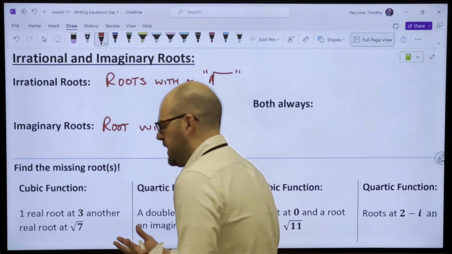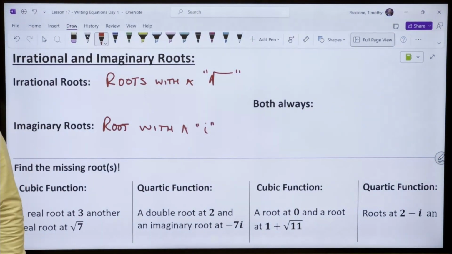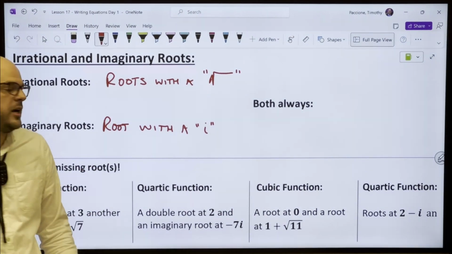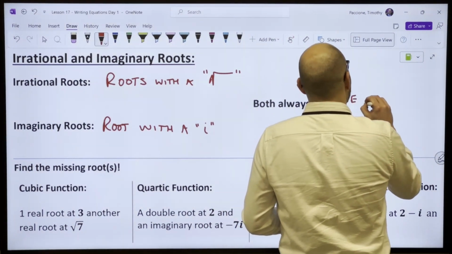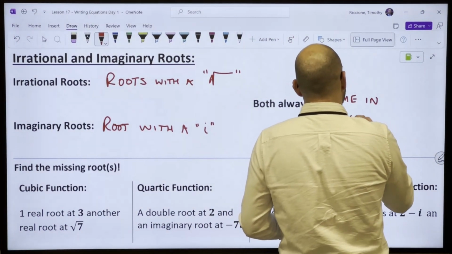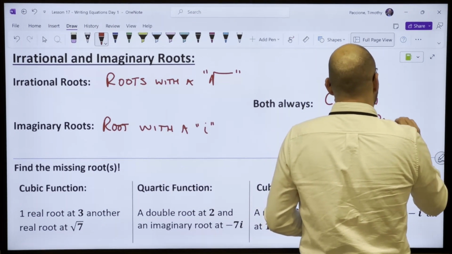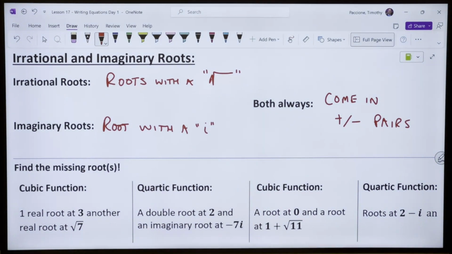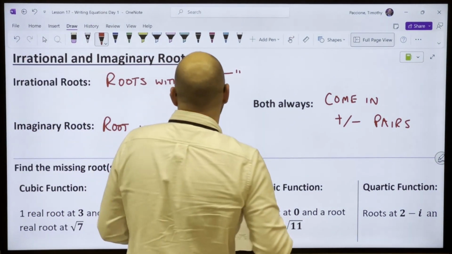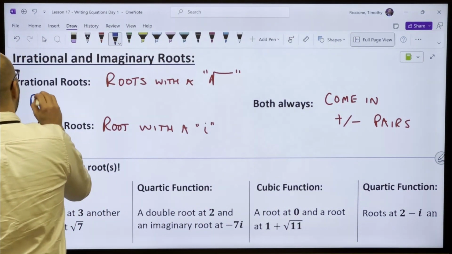Because if you're like, oh, I got 2, where's the other one? Oh, one of them's irrational. Therefore, I must have missed the negative, right? So they both always come in plus or minus pairs, right? It's literally the same thing with a plus or minus in front of it, okay? So we'll talk about a little bit more why that's useful. We'll give you some examples, right?